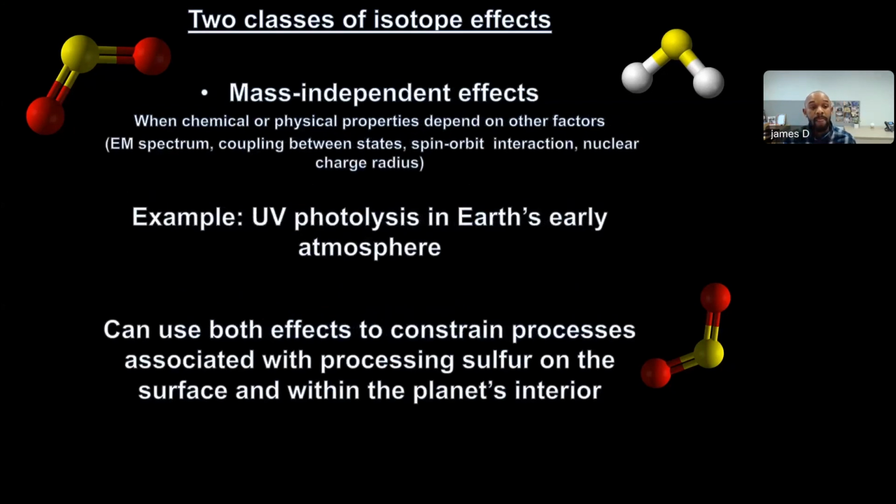Now, when I use the term mass-independent effects, I'm referring to fractionations that occur when the chemical or physical properties of that fractionation depend on anything but the mass of the molecules involved. So these are properties such as interaction with the electromagnetic spectrum or spin-orbit interaction. And one of the most widely observed examples of this process in the sulfur system is the process of UV photolysis. And it's been readily observed in Earth's early atmosphere, such as in the Archean.